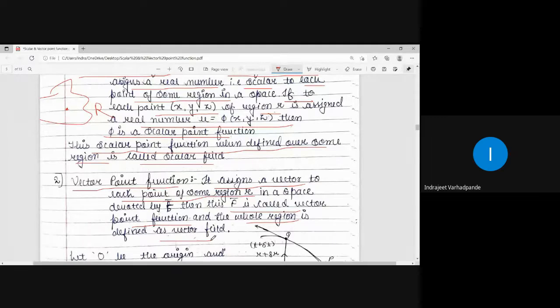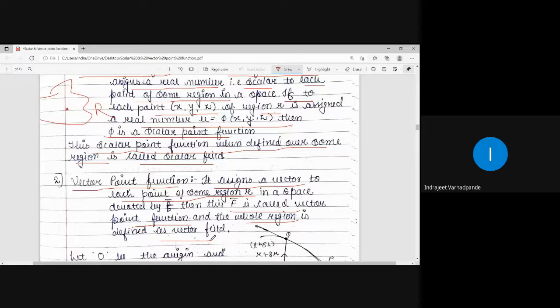I told you prior to this also, the major difference between a scalar and a vector is that a scalar quantity will always be free from i, j, k, whereas a vector quantity will involve the unit component vectors i, j, k. So therefore, a particular point is assigned a vector value. How is the vector value given? Denoted by f bar in that particular region.